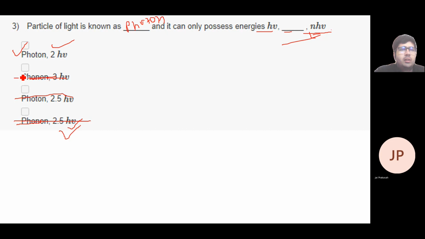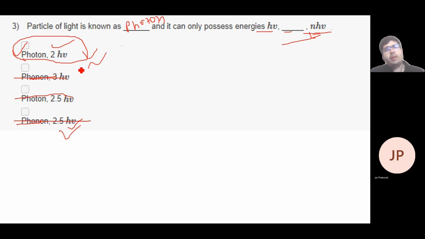So the correct option is photon and 2h nu. The particle of light is known as photon, and it can only possess energy h nu, 2h nu, and so on. So the correct answer is photon and 2h nu, option A.